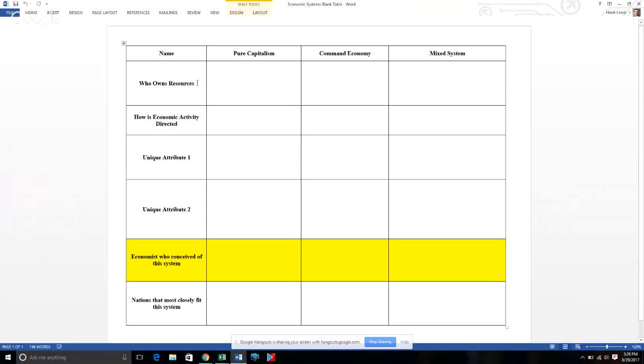Please use them. Now, for each economy, we're going to talk about who owns the resources, how is the economic activity directed. We're going to talk about 2 attributes that are unique to that type of economy, but not the others. And I've got this row highlighted because this one is mondo important. Who is the economist, the scientist in the economics field who conceived of this system? These are the people that I would say they're like the Jonas Salk, the Albert Einstein, the George Washingtons, etc.